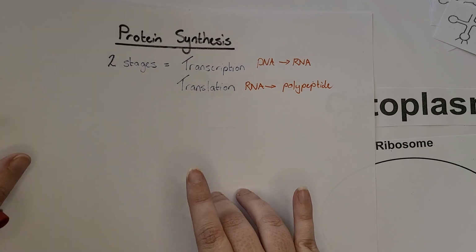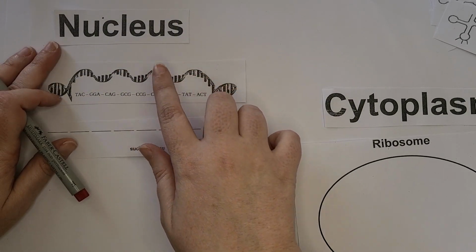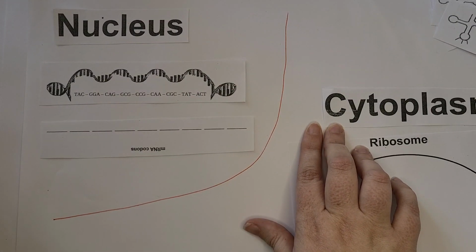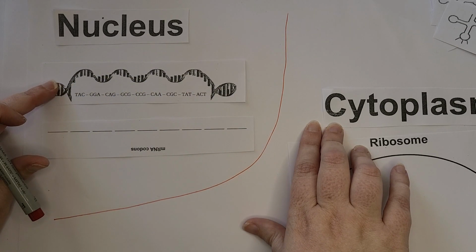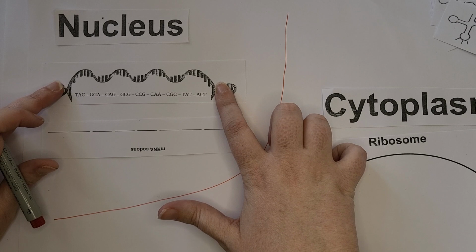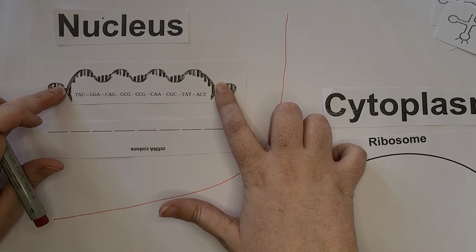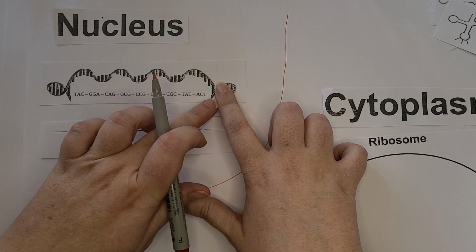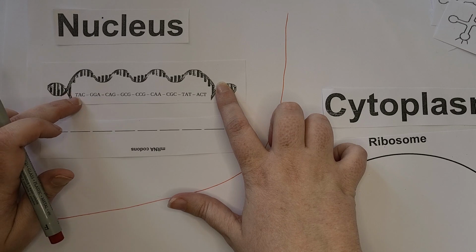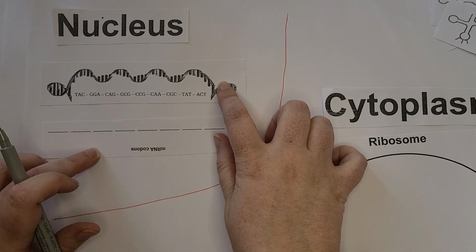So transcription happens in the nucleus. Okay, so in the nucleus, you've got your DNA. Okay, so if this is my nucleus in my cell, there's my strand of DNA that I want. The section of DNA that codes for the protein is the gene. So this specific gene is going to unravel and we're going to use one side of it as a template. Now that template is going to be copied into RNA.